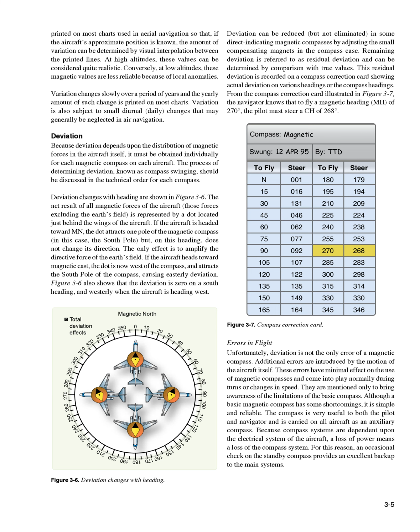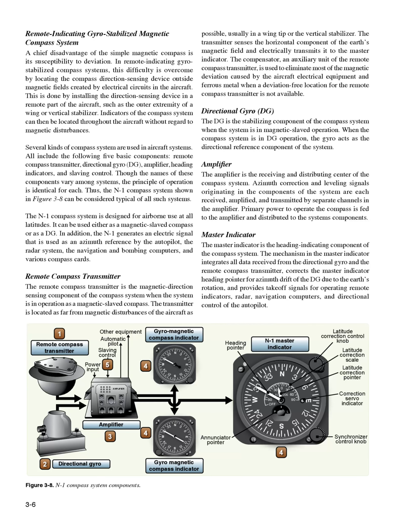Although a basic magnetic compass has some shortcomings, it is simple and reliable. The compass is very useful to both the pilot and navigator and is carried on all aircraft as an auxiliary compass. Because compass systems are dependent upon the electrical system of the aircraft, a loss of power means a loss of the compass system. For this reason, an occasional check on the standby compass provides an excellent backup to the main systems. Remote indicating gyro-stabilized magnetic compass system.